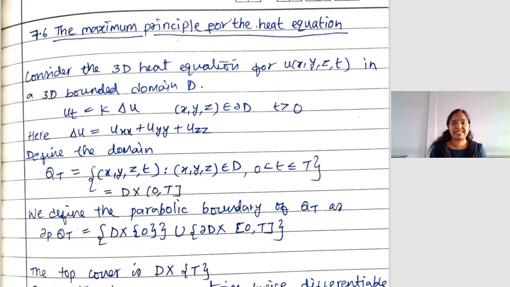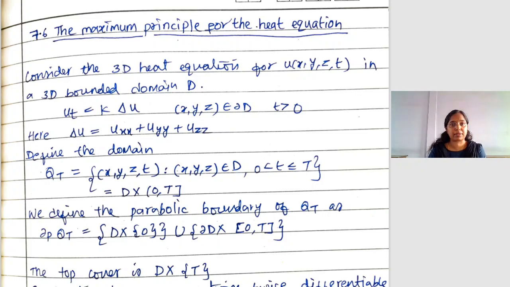Hello dear students. So we will next move on to the maximum principle for the heat equation. You have already studied the maximum principle for the wave equation. We have already seen the weak maximum principle and the strong maximum principle, which says that the maximum value is attained on the boundary of that domain, unless it is a constant. Now coming to the heat equation.